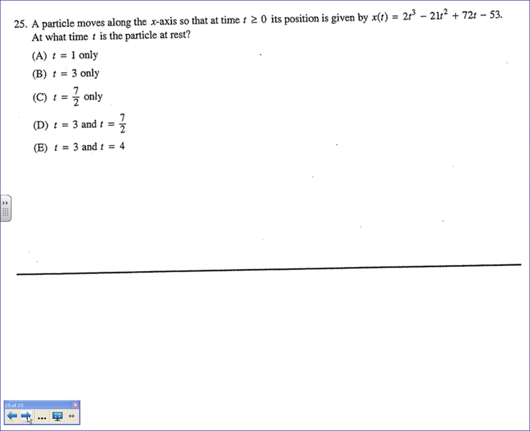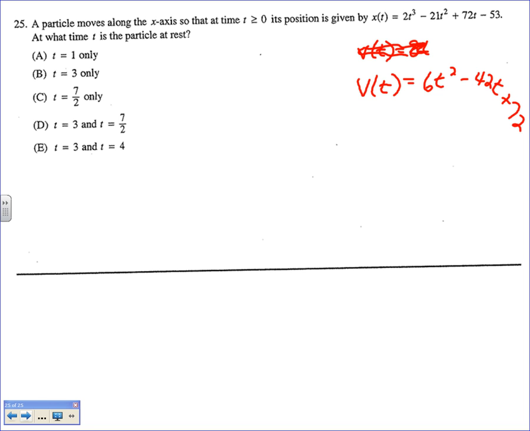And finally, number 25 for this group. 25 says a particle is moving along, and we want to figure out when it's at rest. Well, this is position, x of t. Velocity is the first derivative, so velocity equals 2 times 3 is 6t squared, minus 42t plus 72.